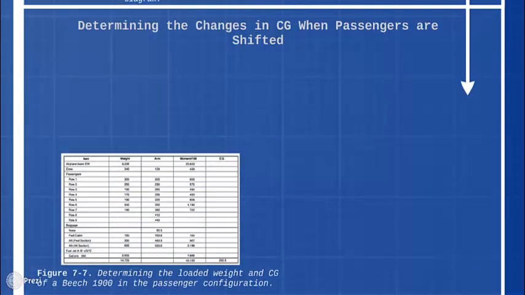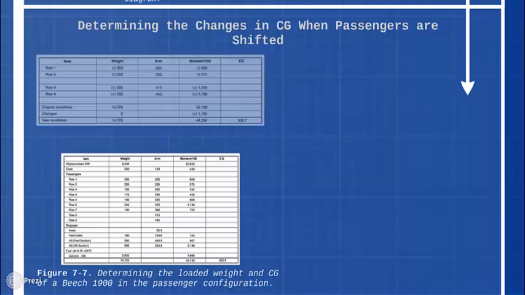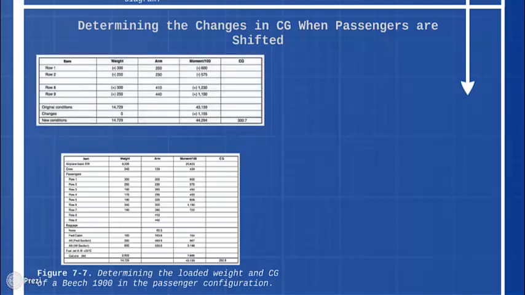Determining the changes in CG when passengers are shifted. Consider the airplane above, for which the loaded weight and CG have just been determined, and determine the change in CG when the passengers in rows 1 and 2 are moved to rows 8 and 9. Figure 7-13 shows the changes from the conditions shown in Figure 7-7.